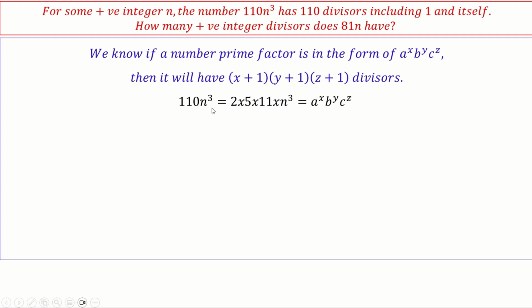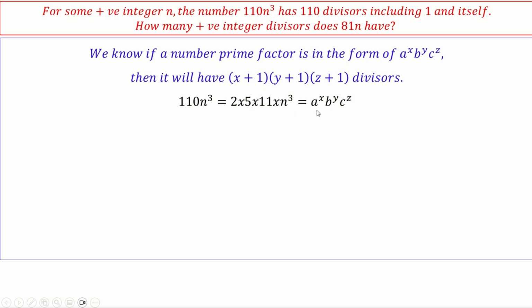Why? If you take it as 1, then this number will become 110. It will have only 8 divisors, that is 2 into 2 into 2. But he has clearly said 110 n cube has 110 divisors, not 8. So you need to get 110 divisors. That means n cube is one of these three numbers.